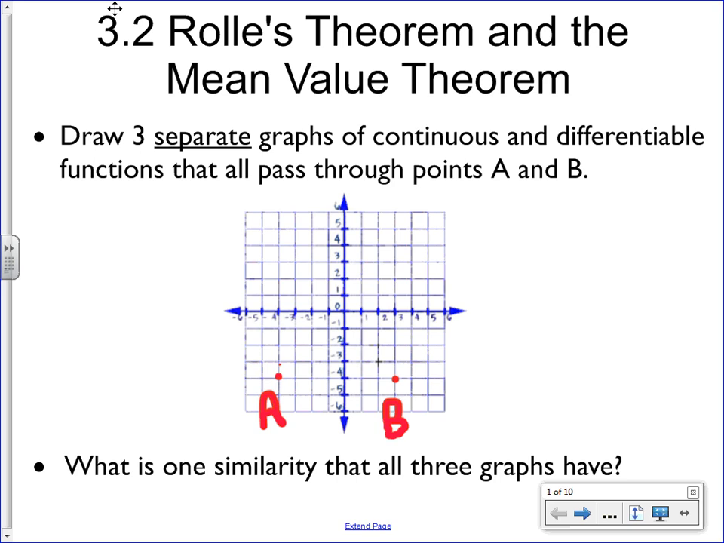And what I want you to look at, what is one thing that all 3 graphs have? The end behavior is the same. Okay. They all pass through A and B.